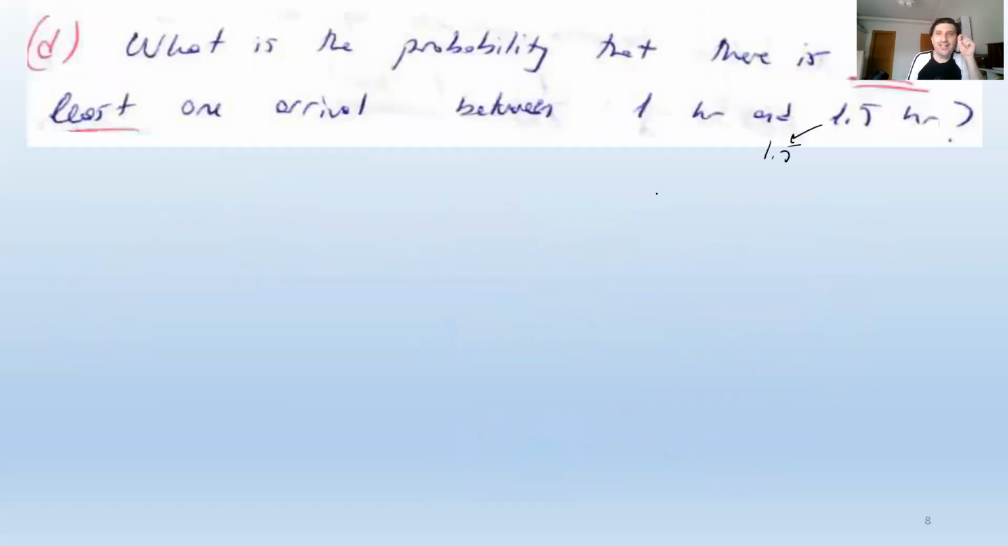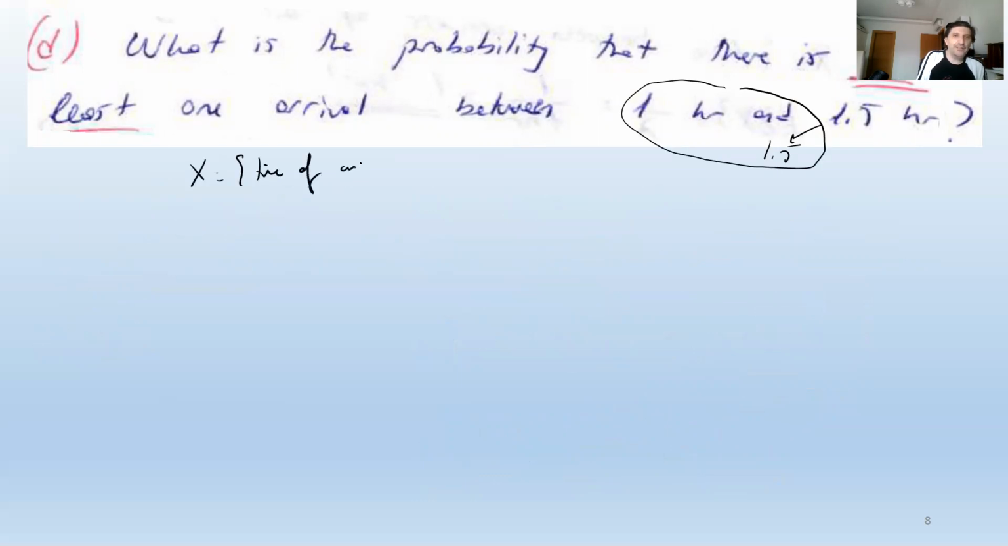This, on the other hand, says nothing about the first hour. It says, I don't care about the first hour. There is at least one arrival between 1 and 1.5 hours. That's sufficient for me. That's the very important thing. So again, defining X as the time of arrival.